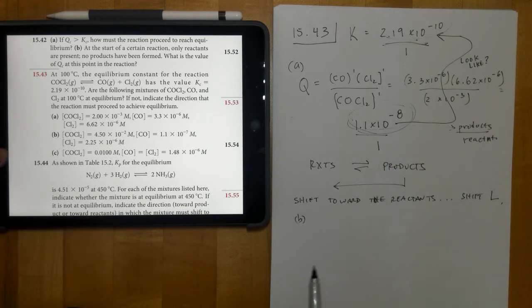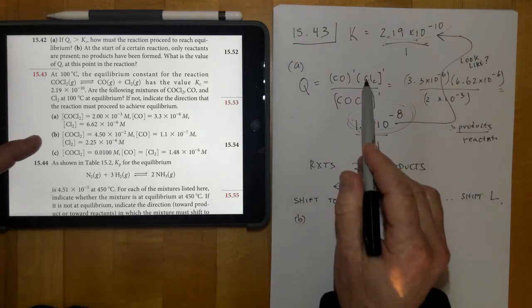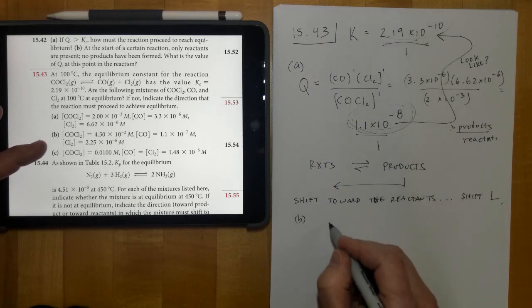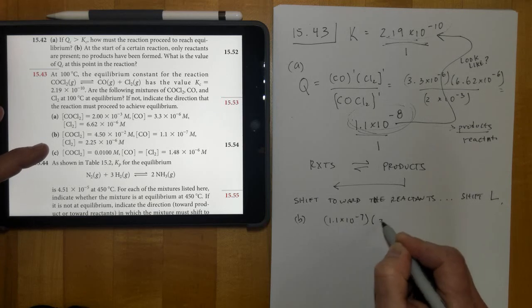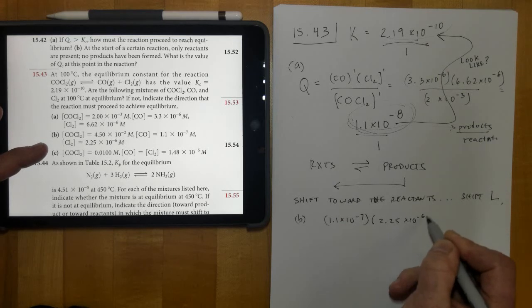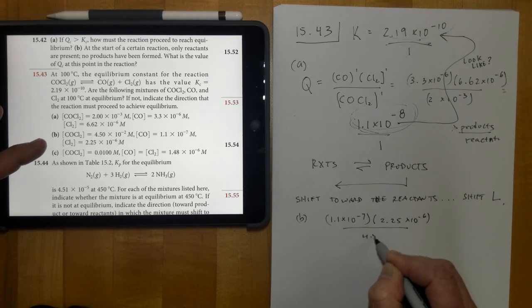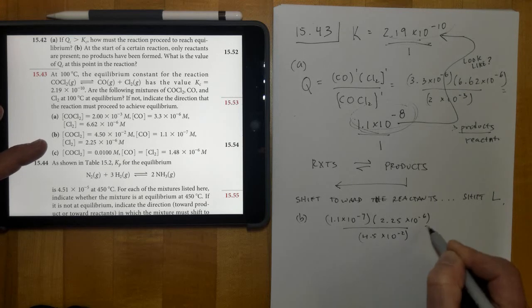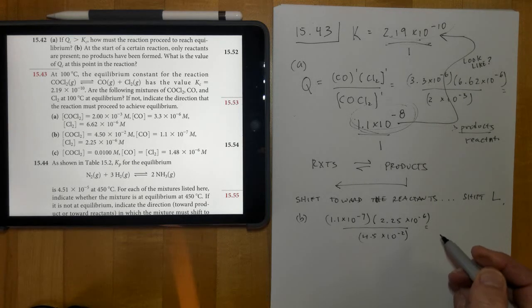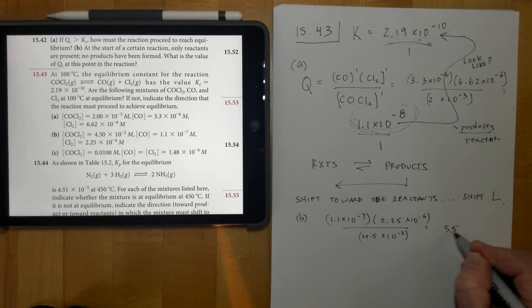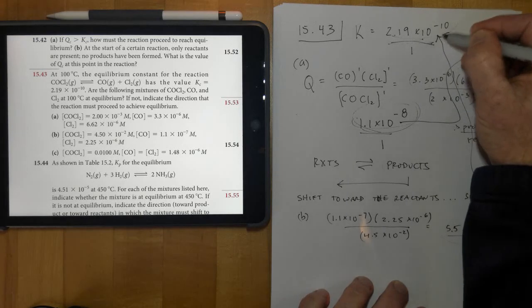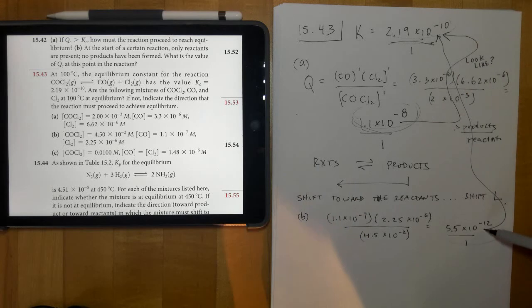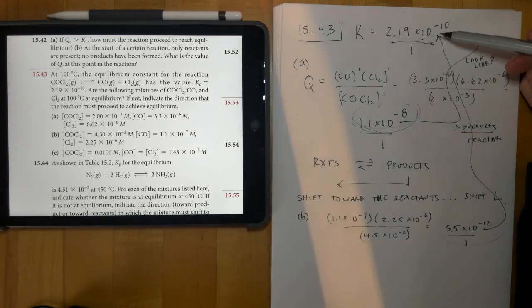All right, letter B then. Now we take these numbers and put it into this equilibrium constant expression. And so on the top, we'd have 1.1 times 10 to the negative 7th. And we'd also have 2.25 times 10 to the negative 6th. And then on the bottom, we'd have the 4.5 times 10 to the negative 2. And then when we plunk those numbers in our calculator, we end up with 5.5 times 10 to the negative 12th. And so this number now, when we write it over 1, the top here is smaller than the top here. And so our products are smaller than what is needed to achieve K.